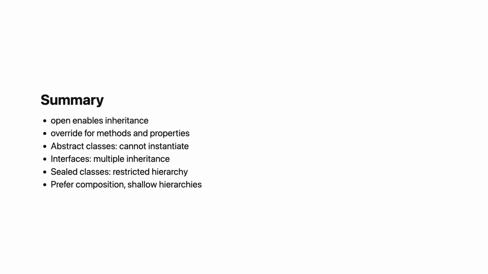Let us summarize. Classes are final by default. Mark open to allow inheritance. Override methods with the override keyword. Call the parent with super. Abstract classes cannot be instantiated. They define what subclasses must implement. Interfaces define contracts. Classes can implement multiple interfaces. Sealed classes restrict inheritance to the same file, enabling exhaustive when. Use inheritance carefully. Prefer composition and shallow hierarchies.